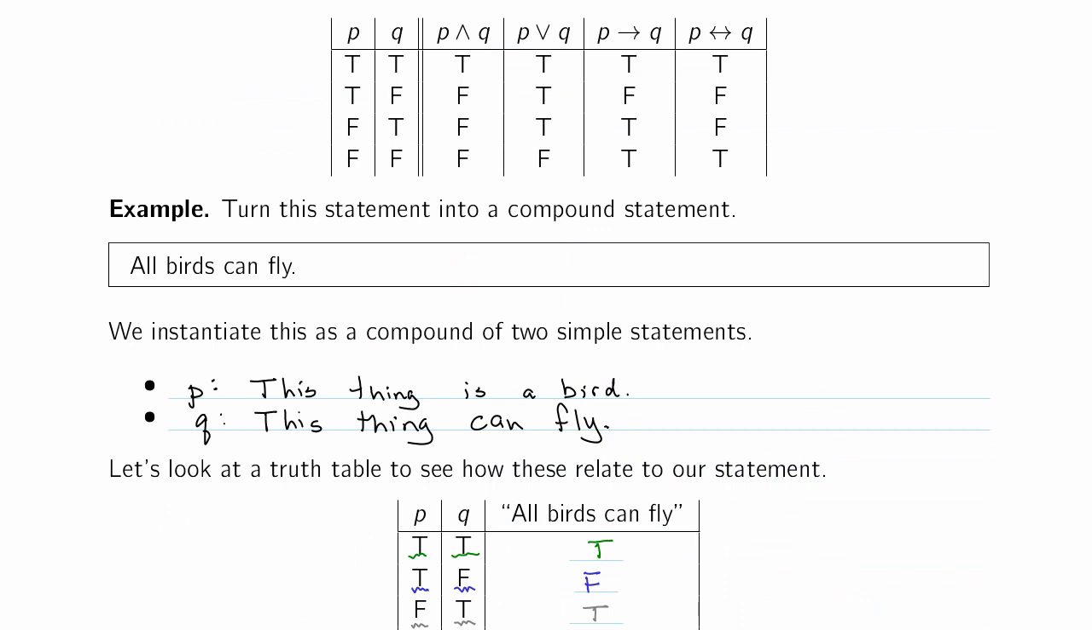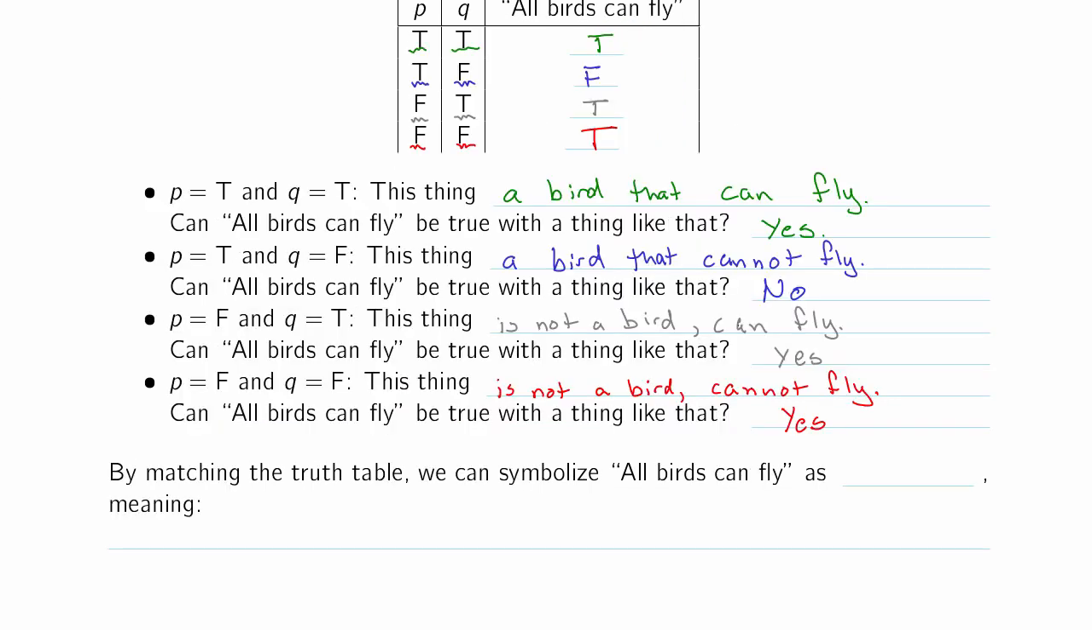Looking back at our basic truth tables, we have true, false, true, true. That's the column for if P then Q. By matching the truth table, we can symbolize all birds can fly as if P, then Q.